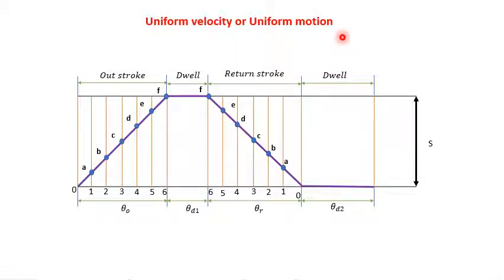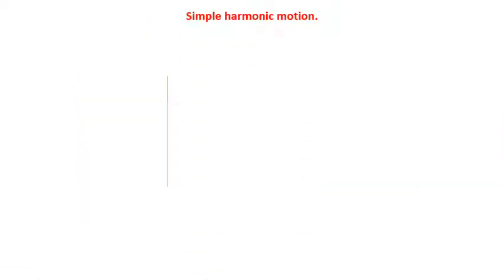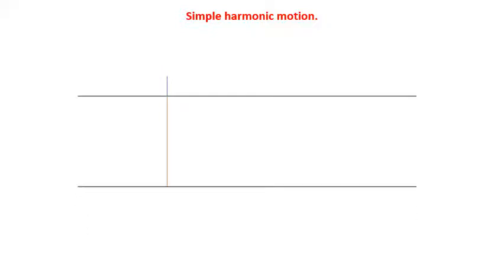Similarly, for simple harmonic motion, the procedure is different. So next one is simple harmonic motion. In short, we call it as SHM. Now let us see how to draw the displacement diagram if the motion of the follower is by simple harmonic motion. So here also, first we have to draw the two horizontal lines. We have to draw two horizontal lines whose distance is equal to the stroke length.